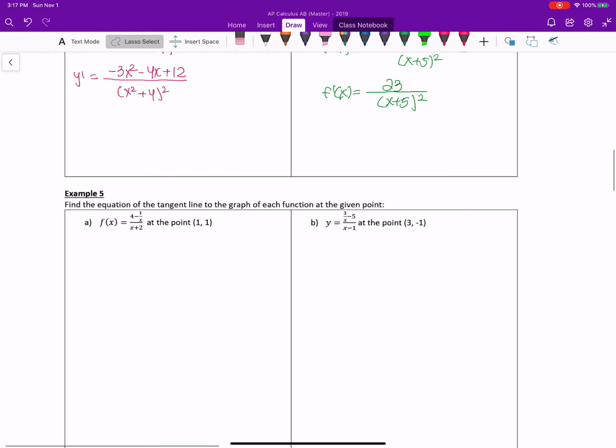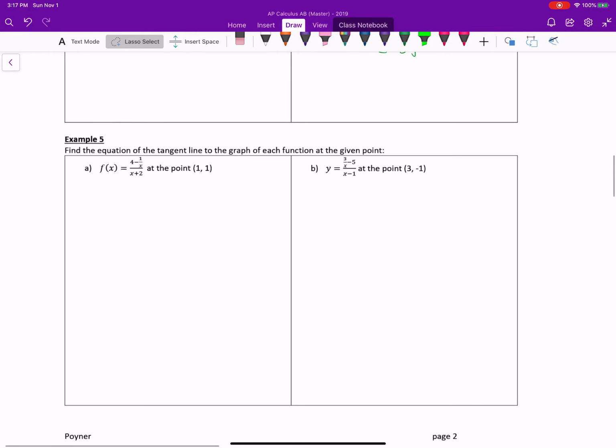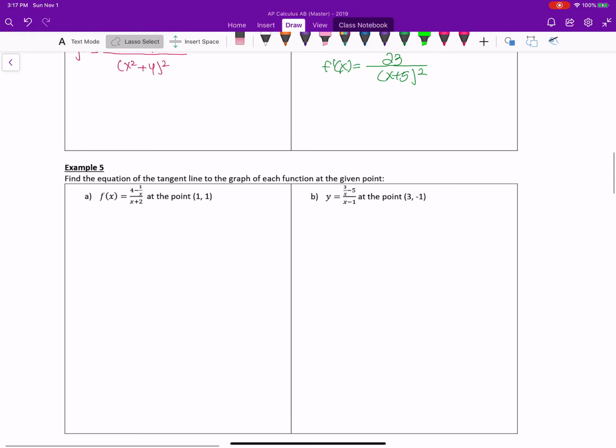All right, let's try number 5. So this one we have to pay attention because it says find the equation of the tangent line to the graph of each of the functions at the given point. So first we have to find the derivative.